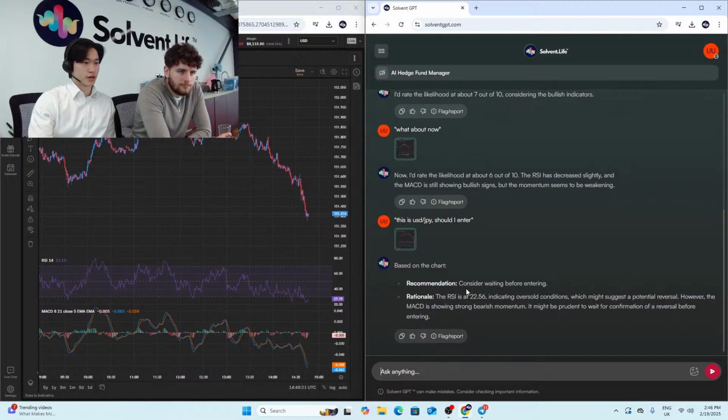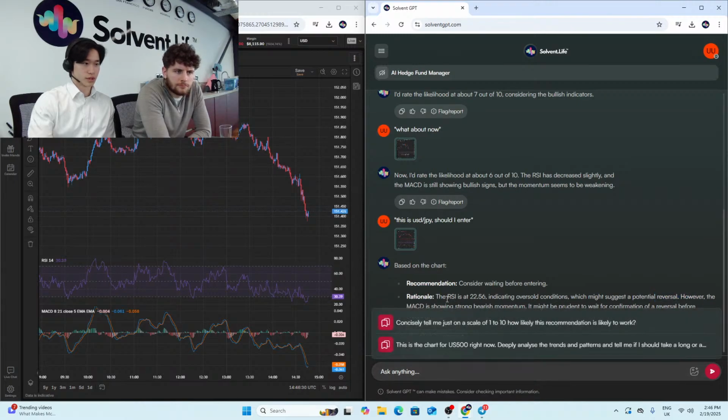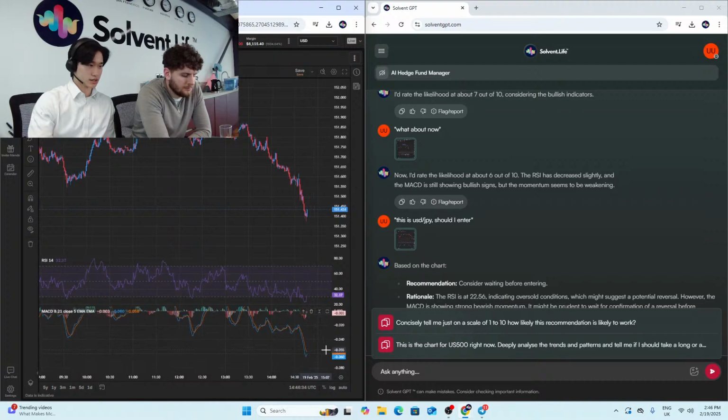Consider waiting before entering. RSI is at 22.56. Potential reversal, however, the MACD is showing strong bearish momentum. Okay, but the MACD, look at the MACD.